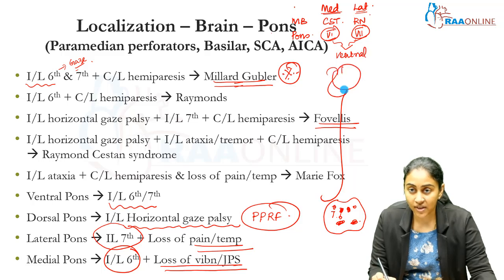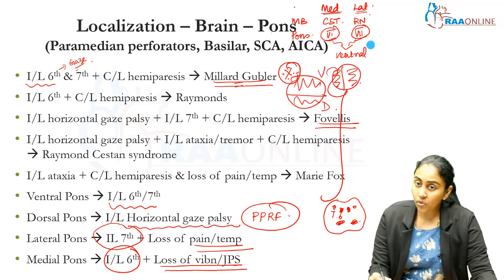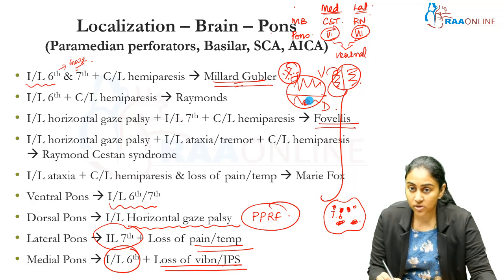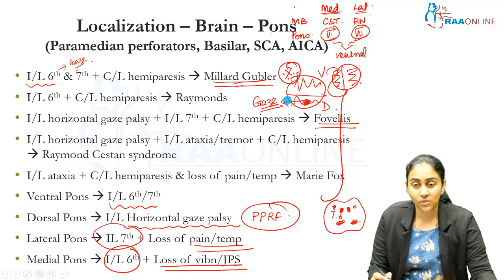So when I say medial lateral, I am talking about the sides, right? When I say ventral dorsal, I am talking about front or back. Front is ventral, back is dorsal. So both these are part of ventral pons, and dorsal pons basically has your PPRF. So dorsal pontine lesions or strokes are going to present with gaze palsy.